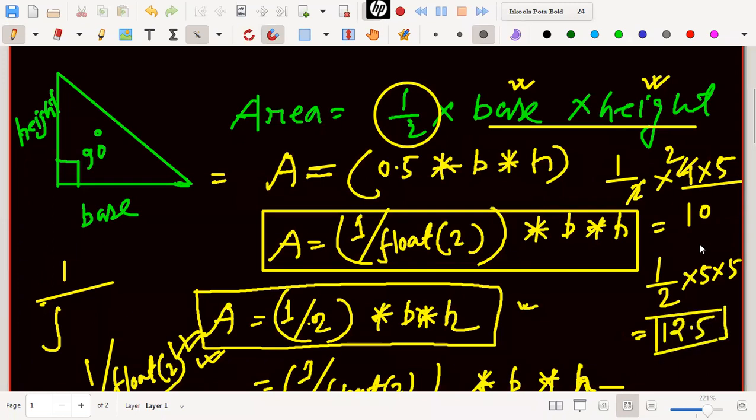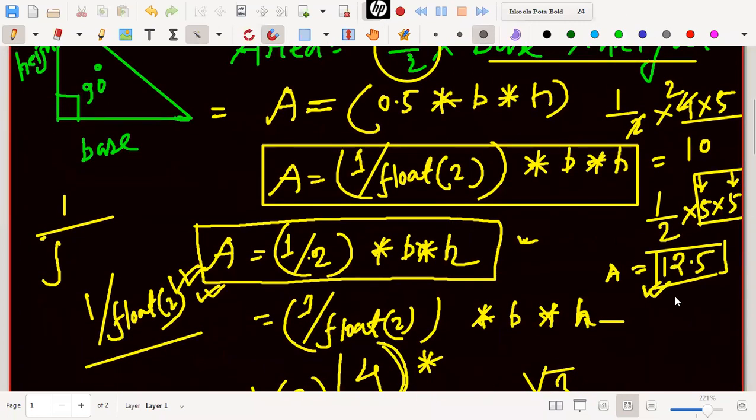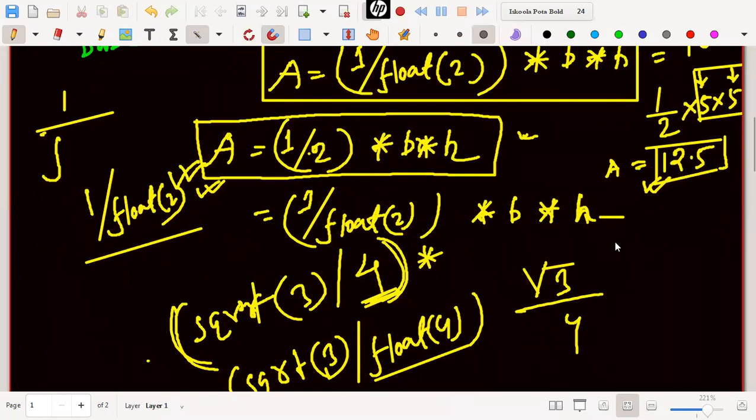So this result is a fractional number. If we define the integer numbers as base and height, 5 is an integer number, but the result of the area is a fractional number, right? This is a floating point number. So we have to define all the values, base, height and area, as floating point numbers. Okay.